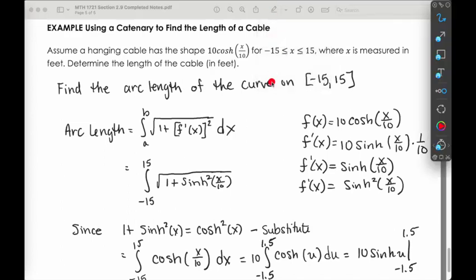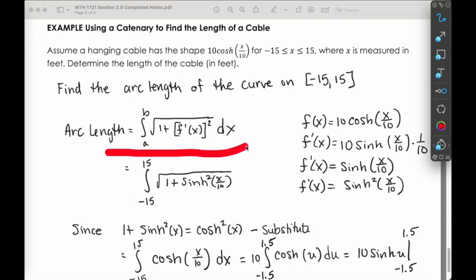Okay, last example. It says, assume a hanging cable has the shape 10 hyperbolic cosine of x over 10 on the interval from negative 15 to 15, where x is measured in feet. We want to determine the length of the cable. So we learned this in a previous section, the arc length of a curve on a certain interval. So we're going to use that formula.